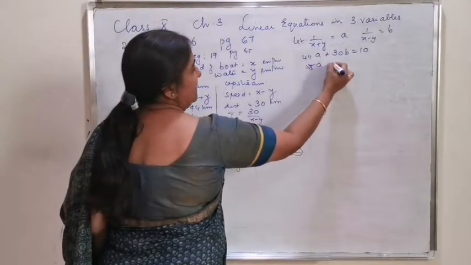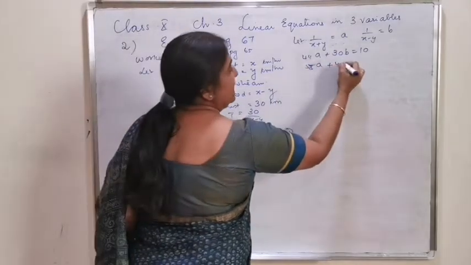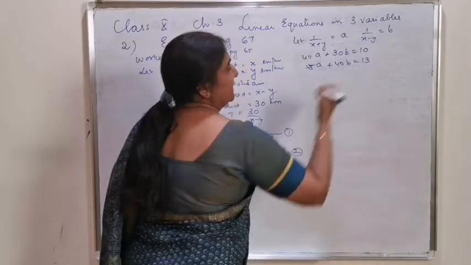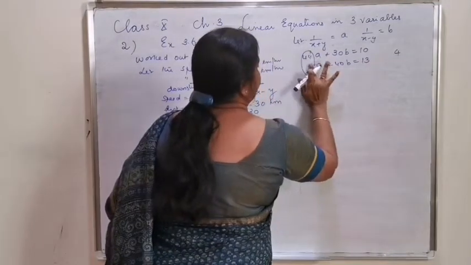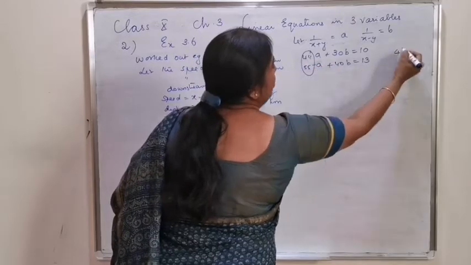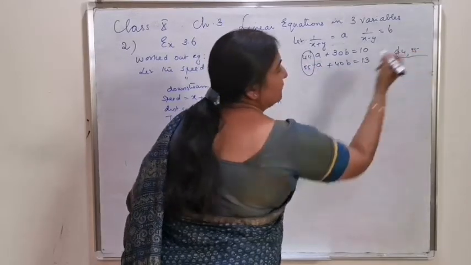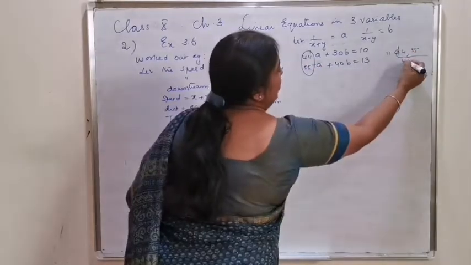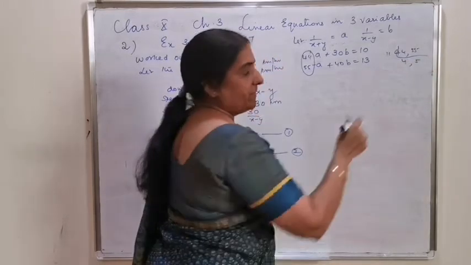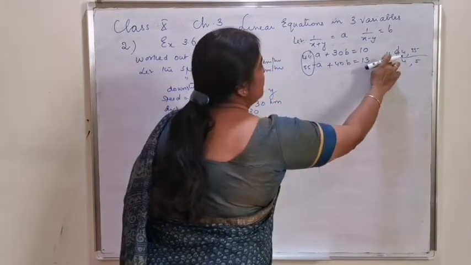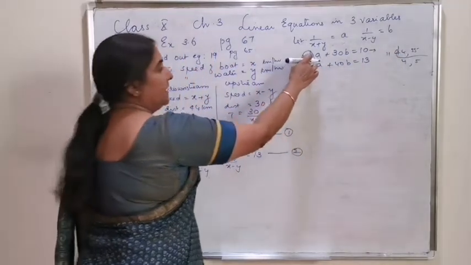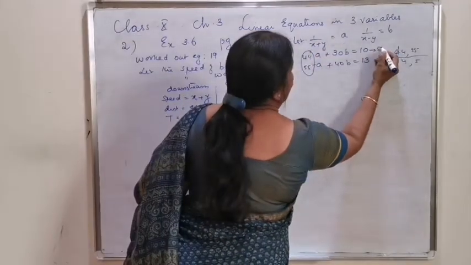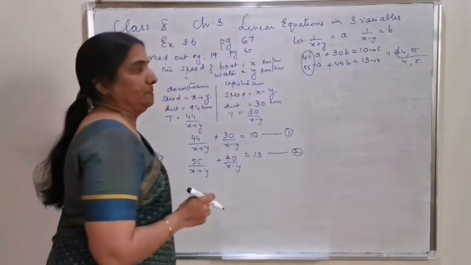55a plus 40b is equal to 13. LCM of 44 and 55. 44 and 55 go in the table of 11, 4 and 5. 4 into 5, 20, 220. The multiplication here will be with 5 and this will be with 4.